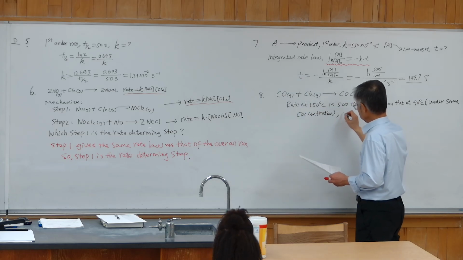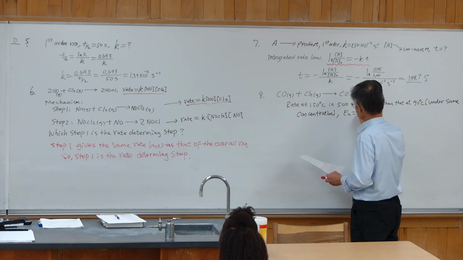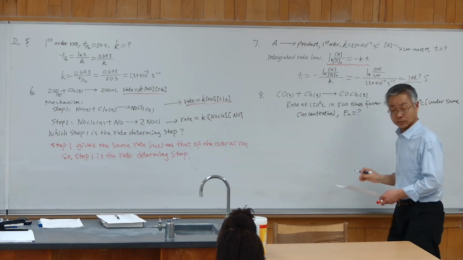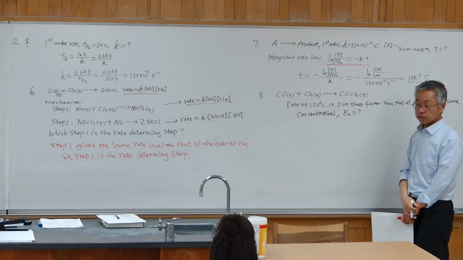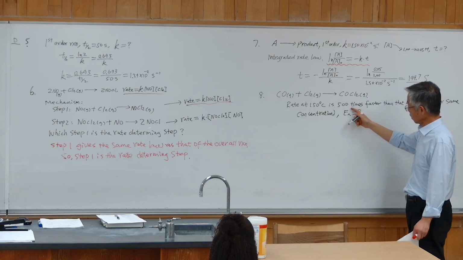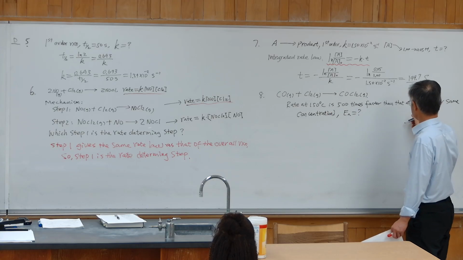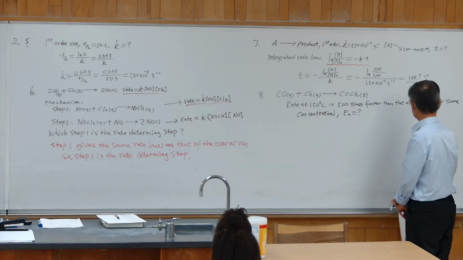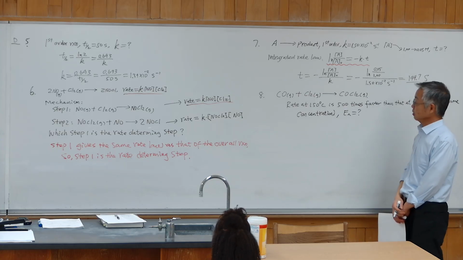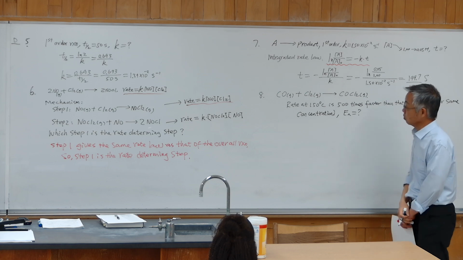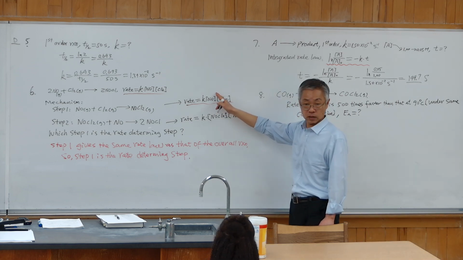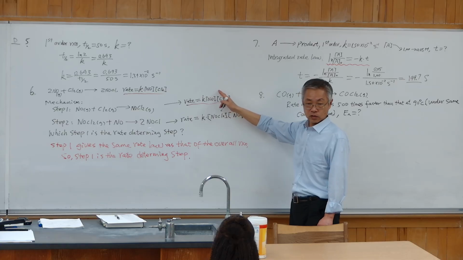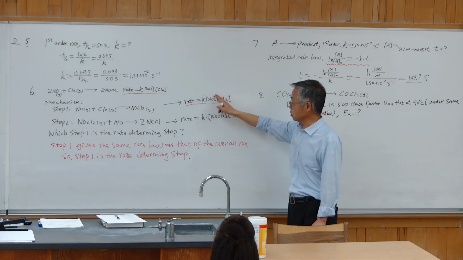Also, you calculate activation energy, EA. The rate at 150 degrees Celsius is 500 times faster than that at 90 degrees Celsius under the same concentration. So we know any rate law looks like this, right? Of course, the reaction order will be different for different reactions, but it looks like this, raised to X or raised to Y.